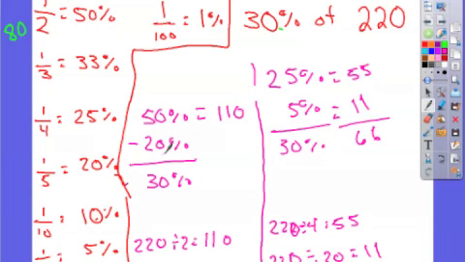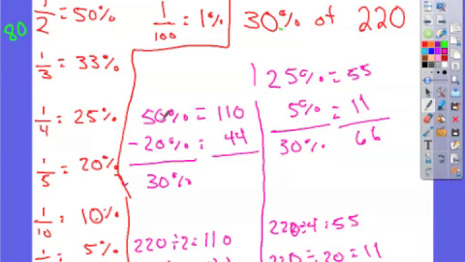Now if I come down here to 20%, 20% again is right here. 20% is fifths. 20, 40, 60, 80, 100. It takes 5 of these to make 100. So I need to divide by 5. I need to cut it into 5 pieces. So 220 divided by 5 is going to be 44. So there's my 20%.